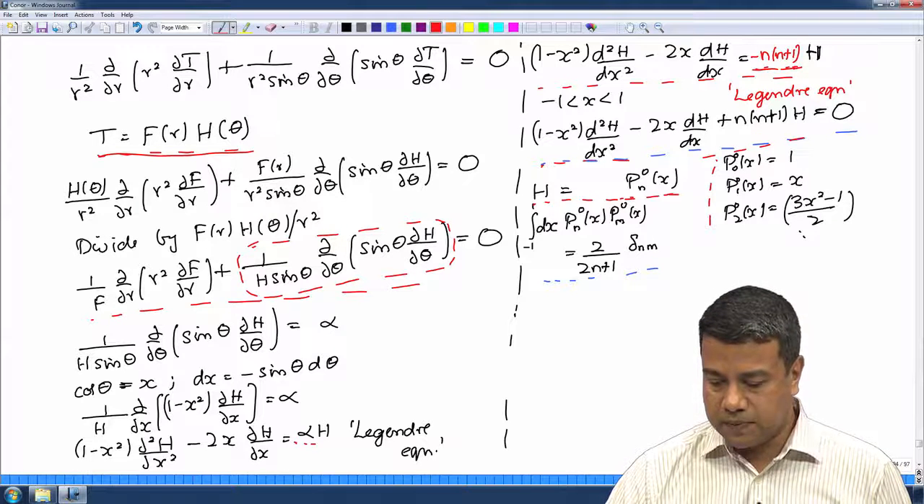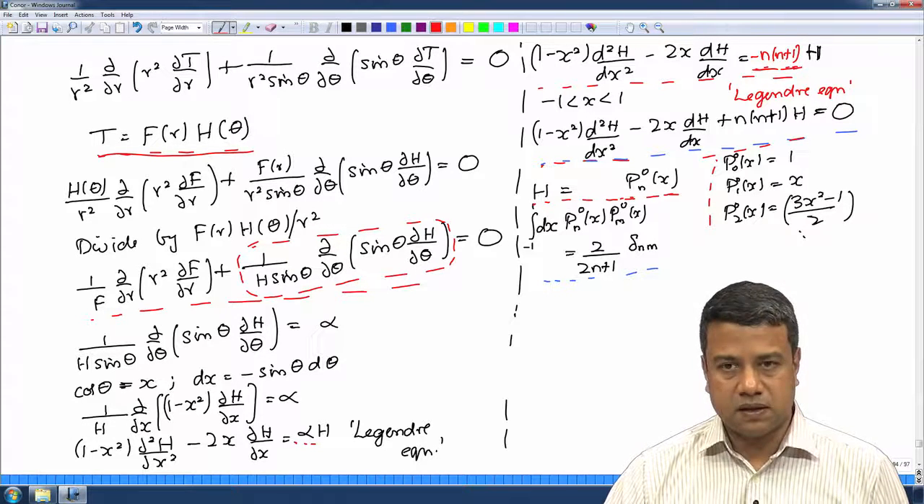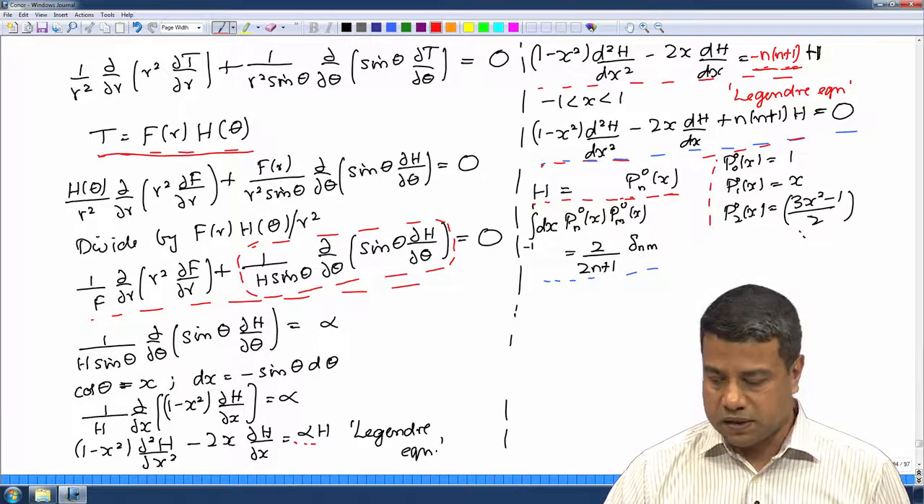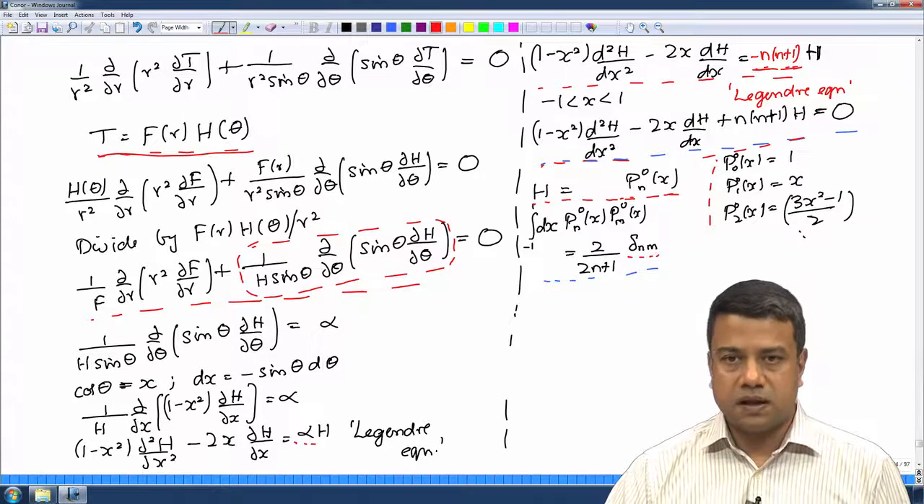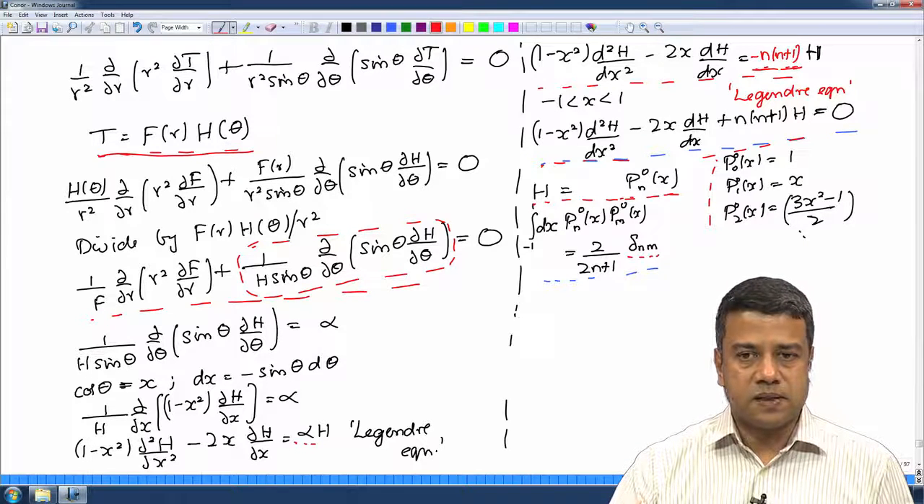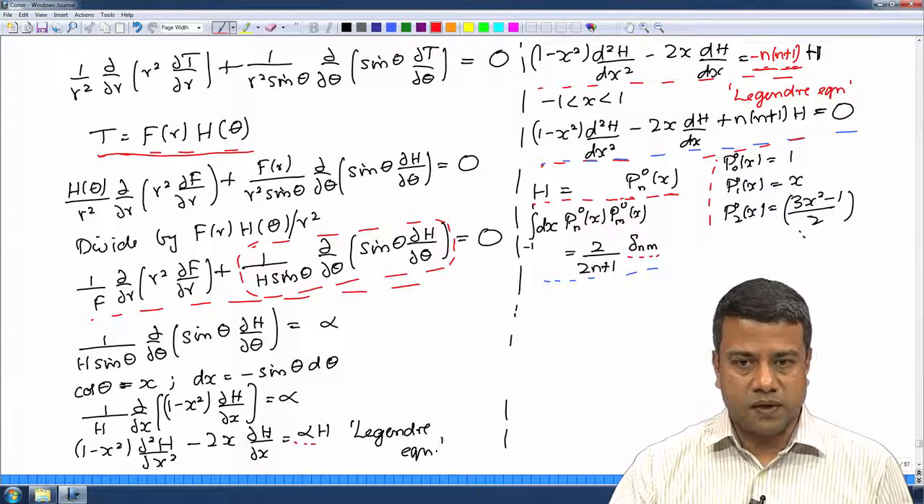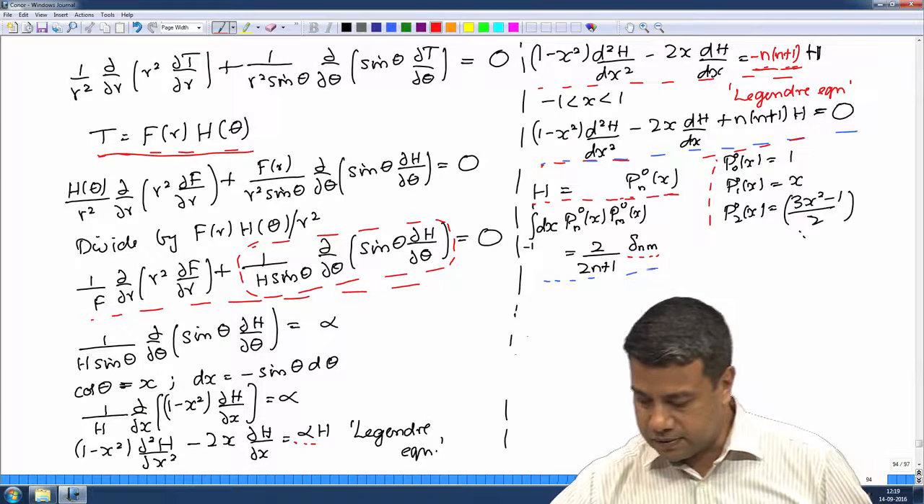If you multiply P_n^0 of cos theta, P_m^0 of cos theta times sin theta d theta, the result is non-zero only when n is equal to m. That is the solution in the homogeneous direction. In this case, the homogeneous direction does not have a physical boundary. It has only coordinate boundaries at theta is equal to 0 and theta is equal to pi.